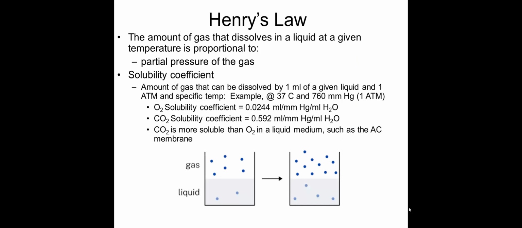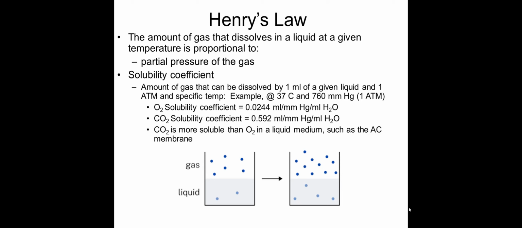And then we have Henry's law, which is the amount of gas that dissolves in a liquid at a given temperature is proportional to the partial pressure of gas. So this would be equal to P big A O2 or the P little a CO2. The solubility coefficient is the amount of gas that can be dissolved by 1 milliliter of a given liquid and 1 atmosphere of pressure at a specific temperature. So for example, 37 degrees Celsius and 760 millimeters of mercury, which is equal to 1 atmosphere.